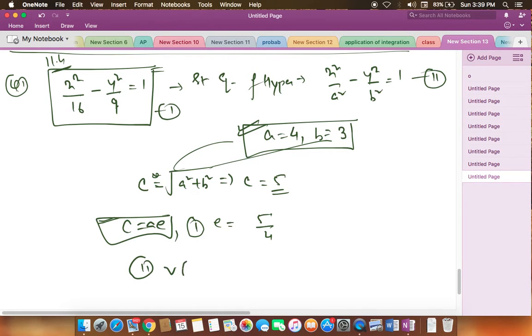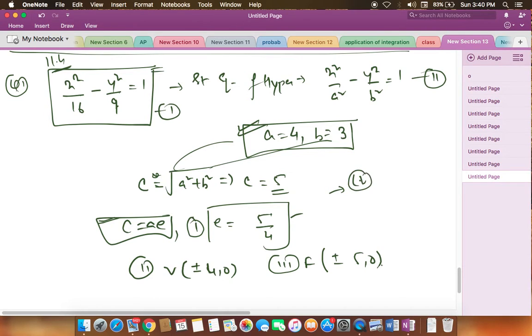Second part is your vertices. Your vertices out here will be plus minus a comma 0, plus minus 4 comma 0, and the third one is your foci. Foci is given as plus minus c comma 0, plus minus 5 comma 0. Eccentricity you have already found out. Length of latus rectum, the fourth part, will be given by 2b square by a. Put the values, you get the answer. This is all you had to do.